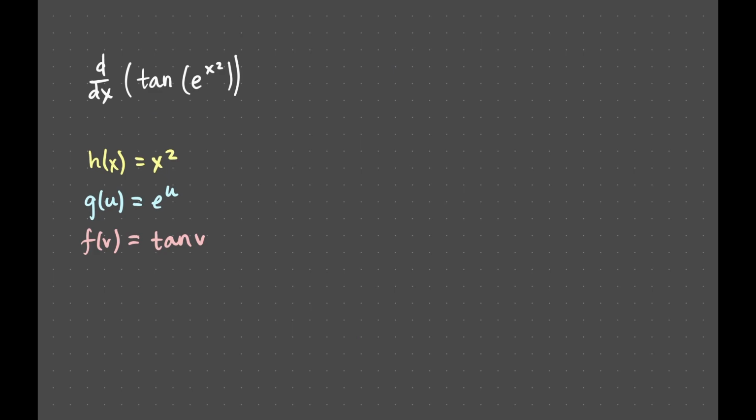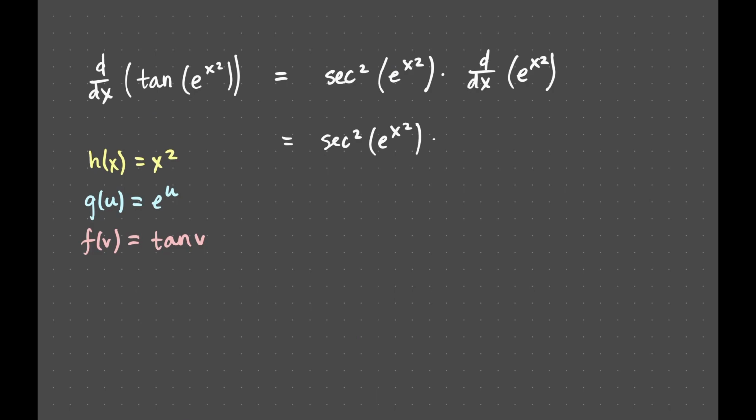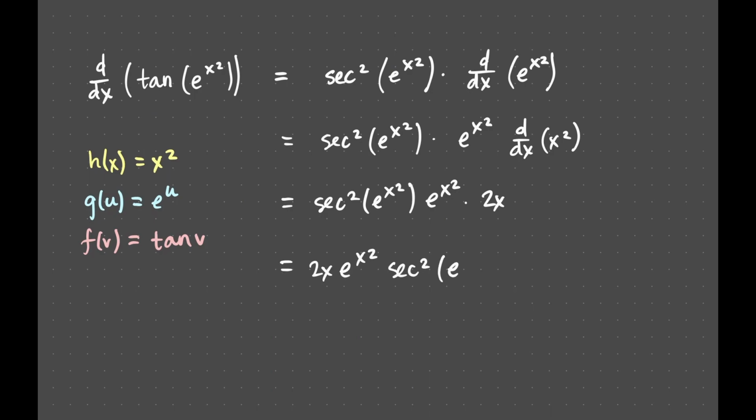So chain rule says that the derivative is equal to secant squared applied to e to the x squared times the derivative of e to the x squared. Now, e to the x squared is itself a composition, so we can apply chain rule to find its derivative. For this composition, the outermost function is the natural exponential function, whose derivative is itself. And so chain rule says that the derivative of this term should be equal to e to the x squared times the derivative of x squared. The derivative of x squared is just 2x, so this last term just becomes 2x. In total then, the derivative is given by 2x e to the x squared secant squared applied to e to the x squared.